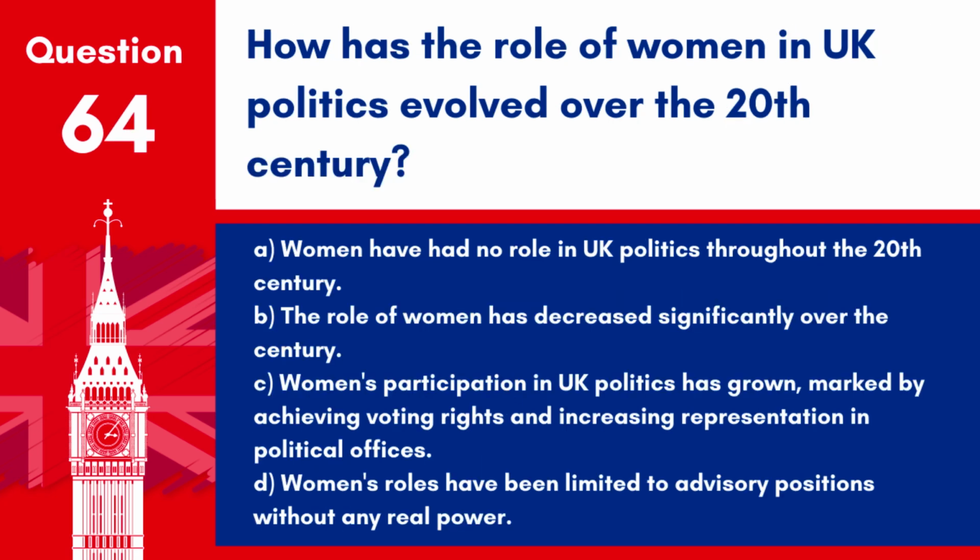Question 64. How has the role of women in UK politics evolved over the 20th century? A. Women have had no role in UK politics throughout the 20th century. B. The role of women has decreased significantly over the century. C. Women's participation in UK politics has grown, marked by achieving voting rights and increasing representation in political offices. D. Women's roles have been limited to advisory positions without any real power.